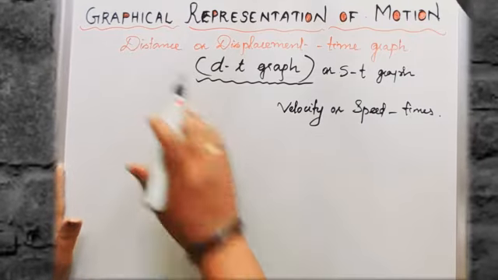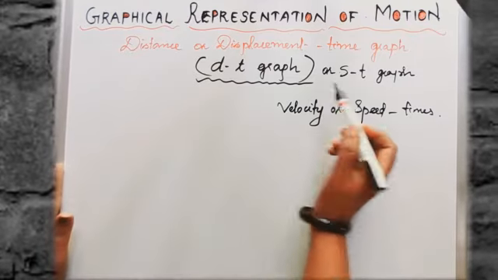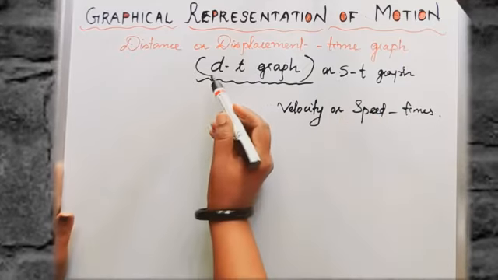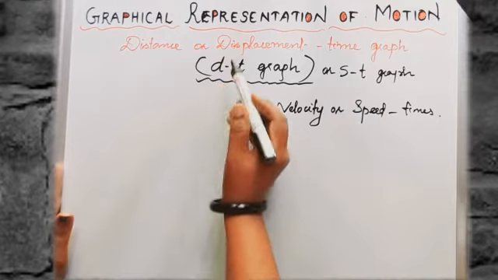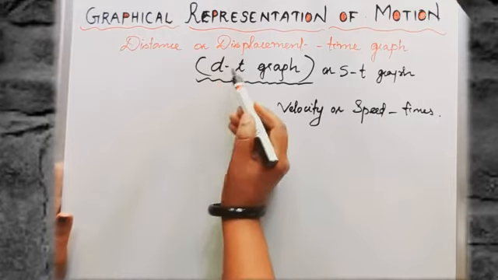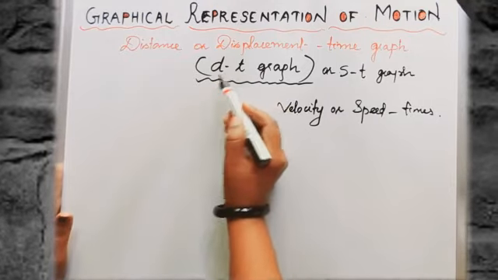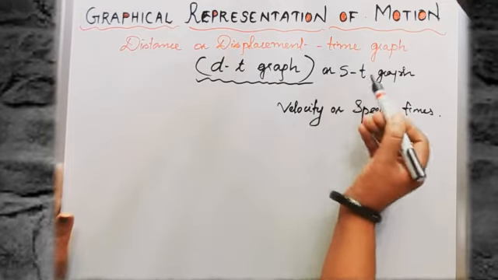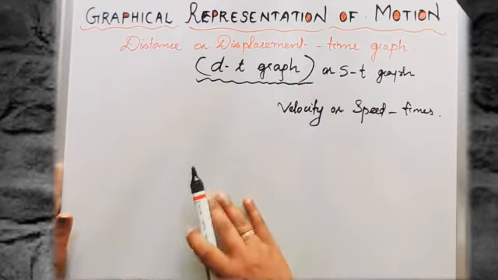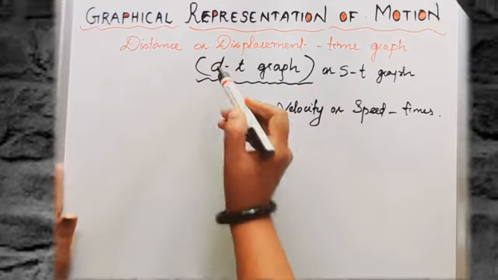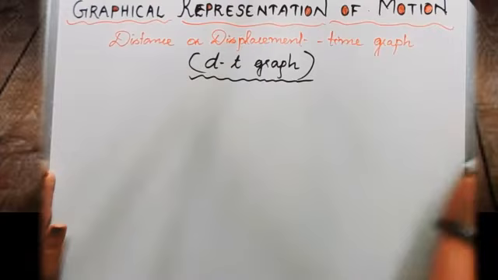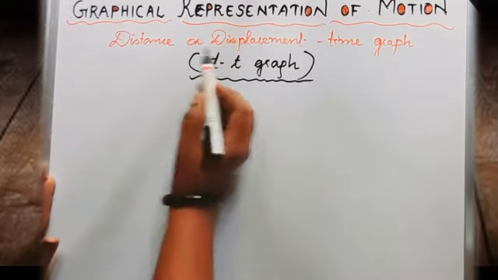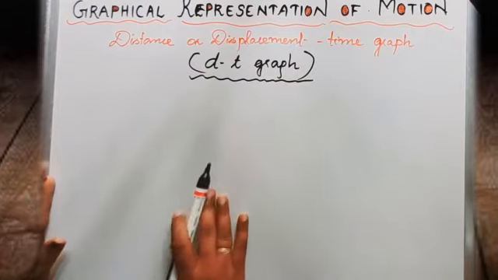We all know distance or displacement is denoted by S, isn't it? But here we have taken the dt graph. Distance or displacement is d, time is t, so the dt graph. Or you can take the st graph, dt graph or st graph. Here I am taking the dt graph. We are going to study the dt graph, that means the distance or displacement time graph.